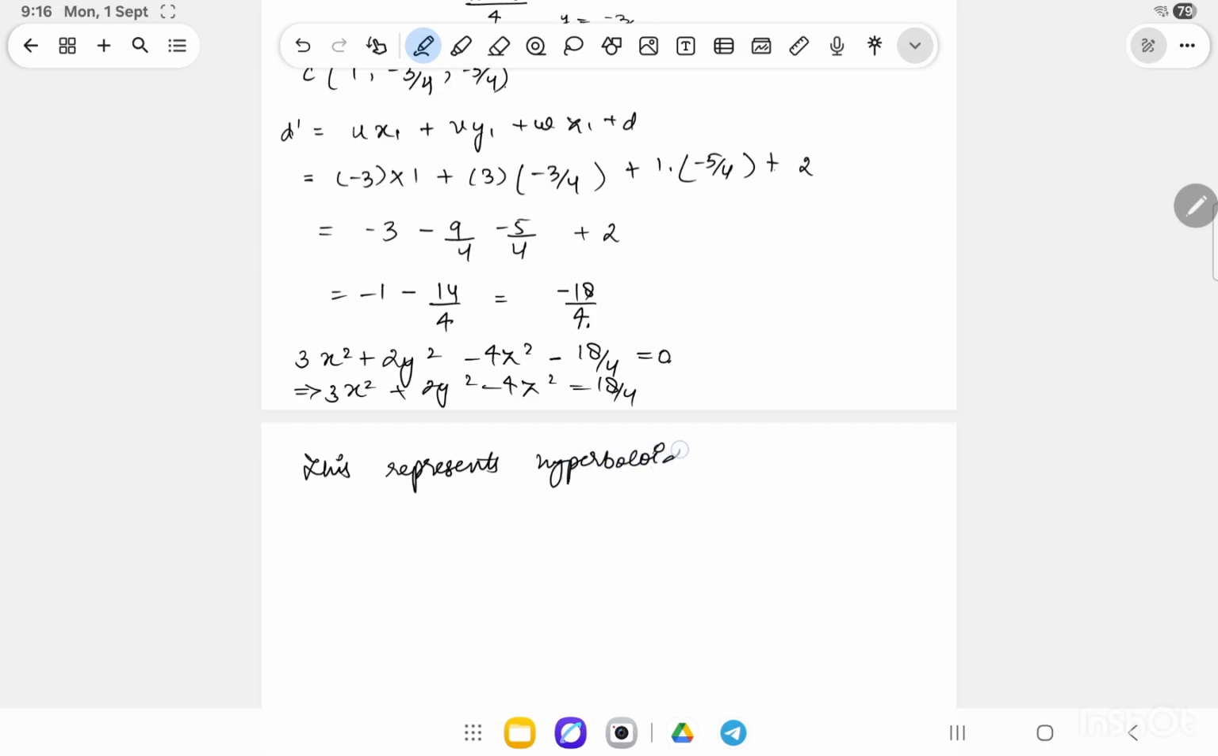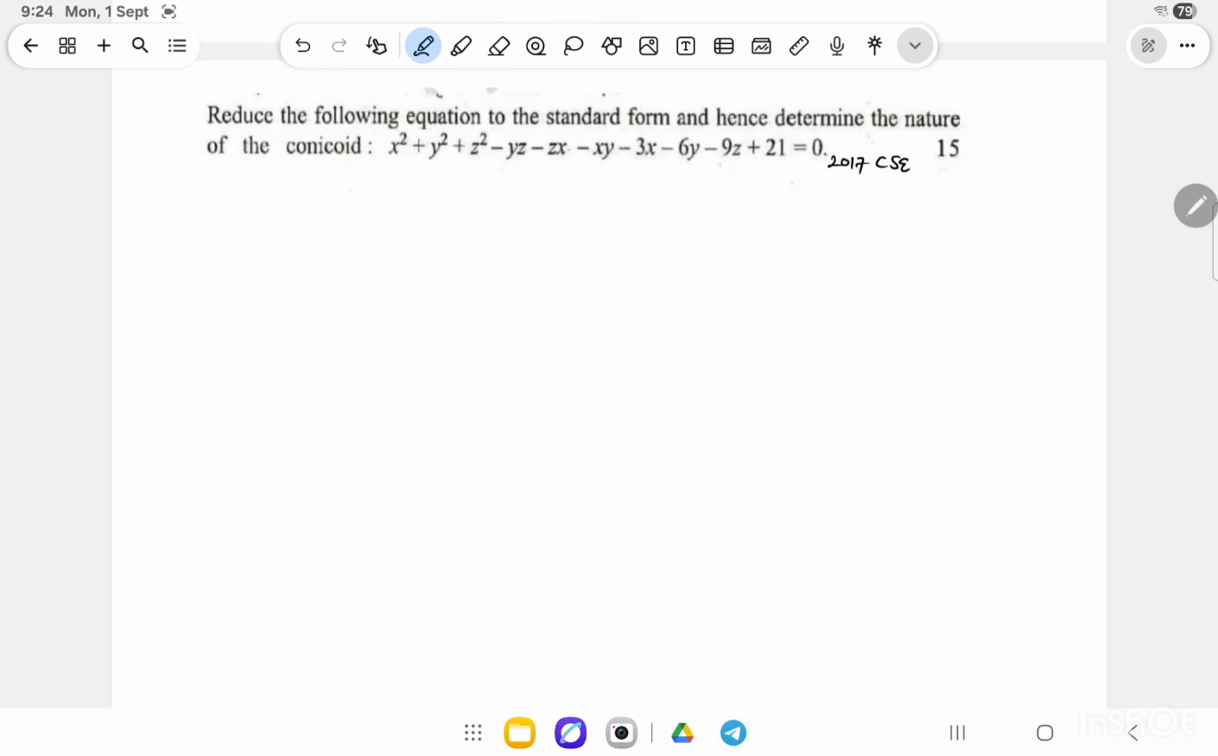Hyperboloid in one sheet. So let's see the next question. The next question says: reduce the following equation to standard form and hence determine the nature of the conicoid. The given conicoid is x square plus y square plus z square minus yz minus zx minus xy minus 3x minus 6y minus z plus 21 is equal to 0.